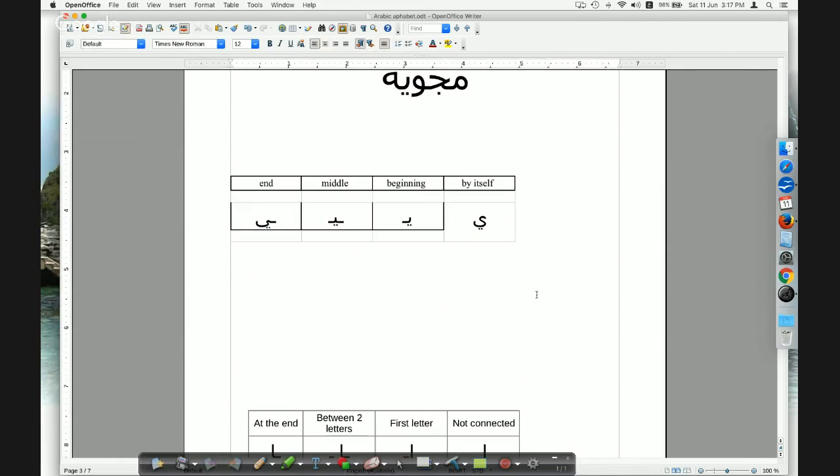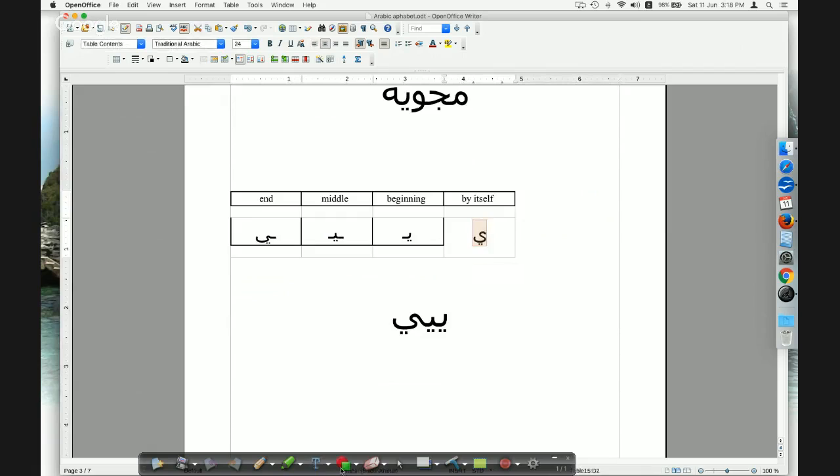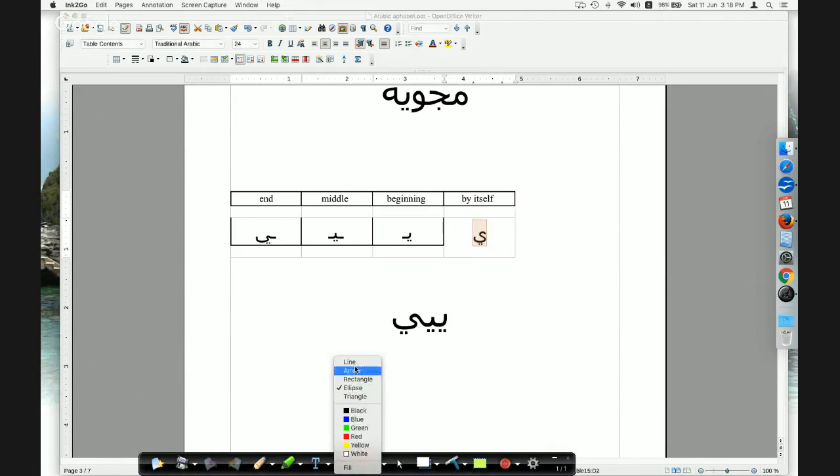So let us say I will type ya three times. If you remember, we mentioned how this letter is going to be written. So simply, this letter by itself is like this. At the end, you remember the rule? When the letter is at the end, it goes back to original. So here it is at the end, it goes back to original. Here in the beginning is like that. Here it is in the middle, it goes like this.